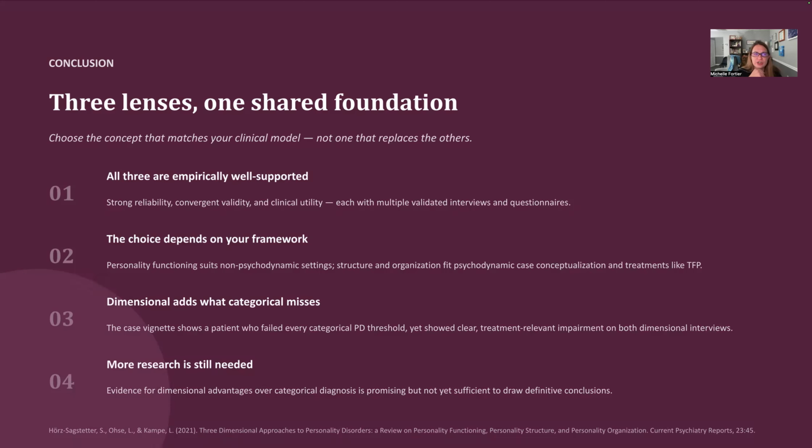Conclusion: 3 lenses, 1 shared foundation. Choose the concept that matches your clinical model, not one that replaces the others. So basically, pick the concept that works for what you do, your clinical model. All 3 of them are empirically well supported. They know what they're talking about.